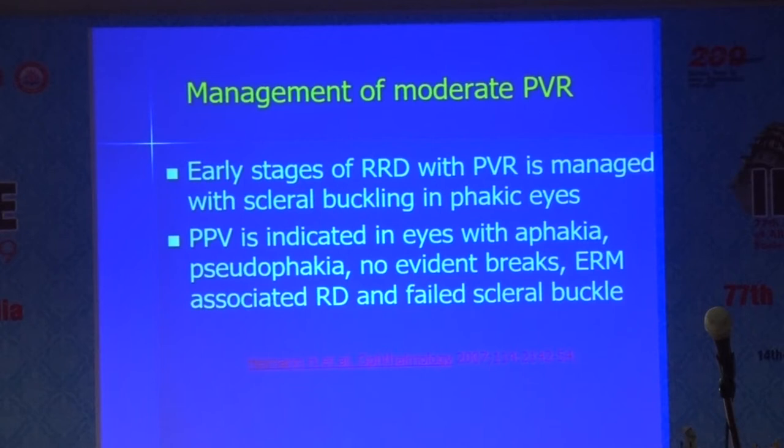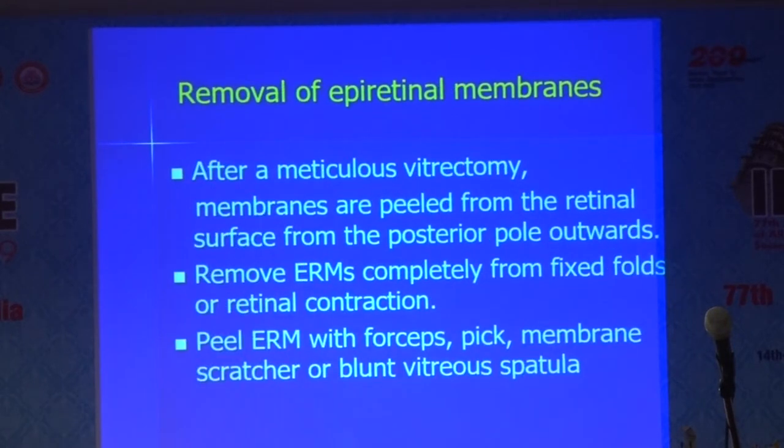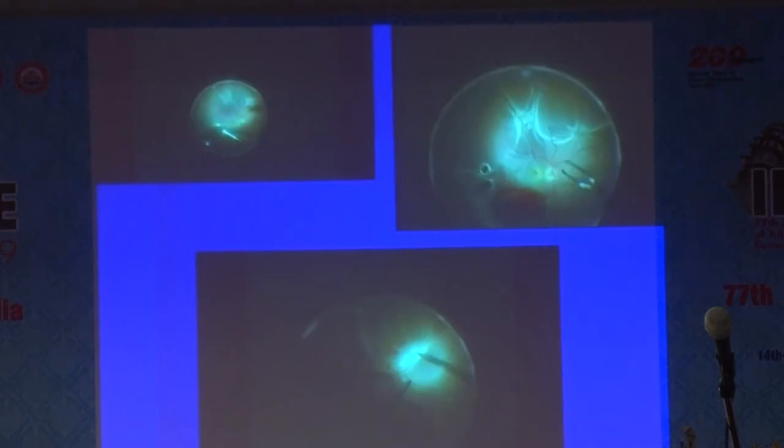In the early stages, as I already mentioned, especially in a phakic eye, in most situations we tend to do buckling. But if it is an aphakic or pseudophakic eye, with no evident break, or you have these ERMs associated with RD, or a failed buckle, obviously you need a vitrectomy. So you need to remove these membranes. I'll show you all those things. You can use various instruments: forceps, picks, membrane scratcher, or a vitreous spatula. Some of these examples are given here.